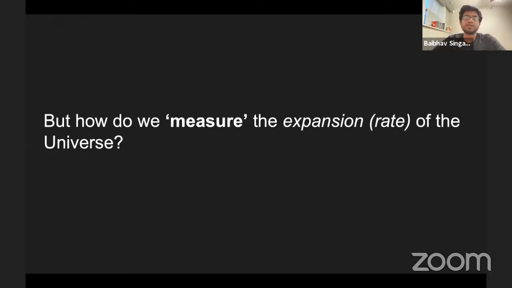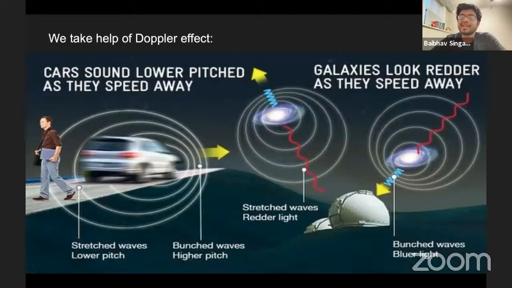Okay, then. Even if we know that we are in an expanding universe, how do we know that, first of all, and how do we measure that? The way to measure it is something that you use without even thinking. If you're standing on the side of a road, you need not look at the road to know whether a car is approaching you or going away from you, because of something called Doppler shift.